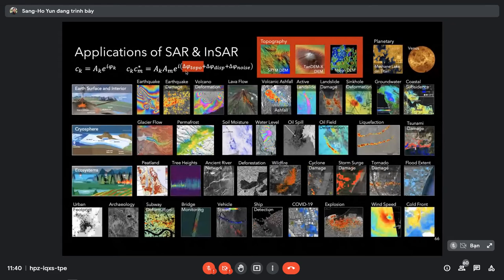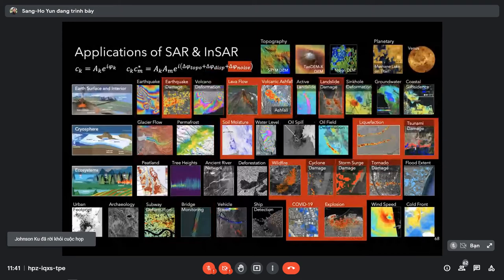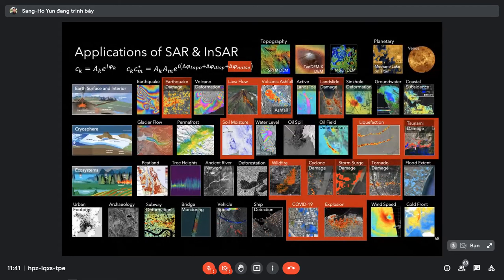If you engage the topography component of interferometric SAR, you can generate topography like TanDEM-X or Moon topography. If you look at the displacement component of the interferometric phase, you can map earthquake or volcanic eruption induced deformation, active landslides, coastal subsidence, even water level change. If you have enough vertical structure of vegetation sticking above water, the double bouncing effect can let you measure water level change. If you look at the noise and use it as a signal, we can create a damage proxy map caused by tsunami, storm surge, cyclone or tornado induced wind damage, or wildfire.